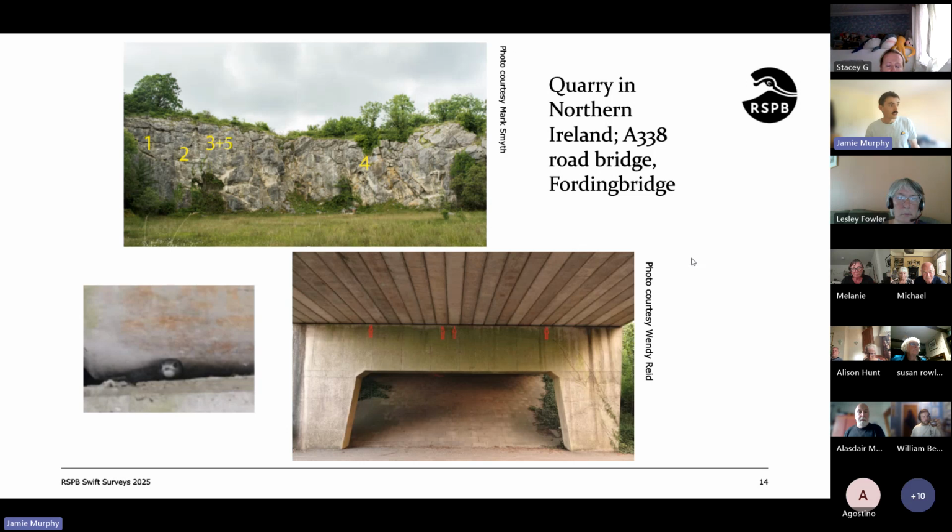They also take advantage of the built environment and other human modified landscapes as well. This is a quarry in Northern Ireland, and all of the numbers are different swift nests that are found in the quarry. And this is a bridge over a busy road, and you can see these red arrows here are 4 different swift nests, and you can just see a swift popping its head out from under the bridge as well. So they're quite adaptable. Wherever there's cavities, they'll look to nest.